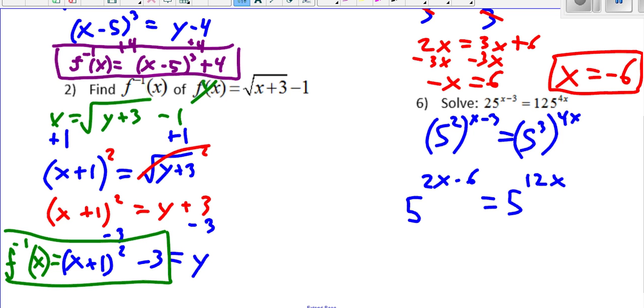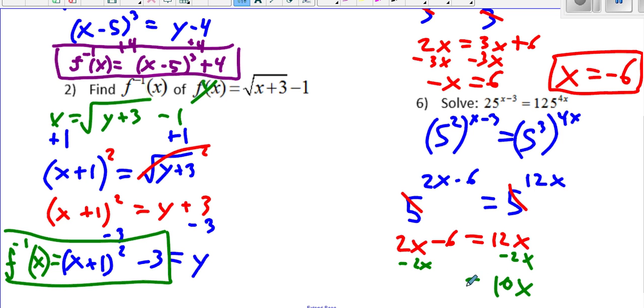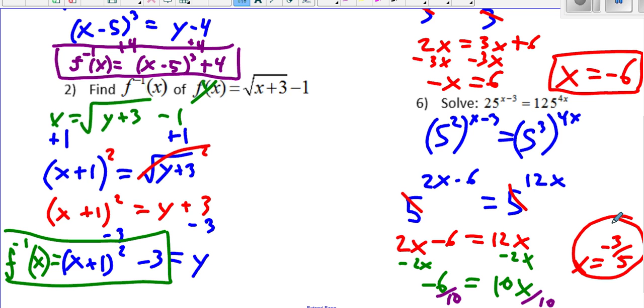Then you can cancel the bases because they're the same. Cancel the 5s. 2x minus 6 equals 12x. Get your x's together so you can solve. So minus 2x. And then finish it off. We're going to divide by 10. Since we got negative 6 over 10, reduce that. Negative 3/5. Final answer. You just got to reduce it.